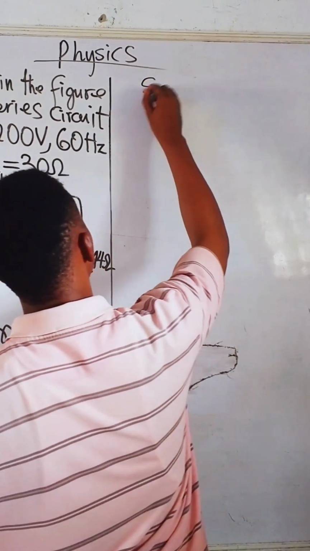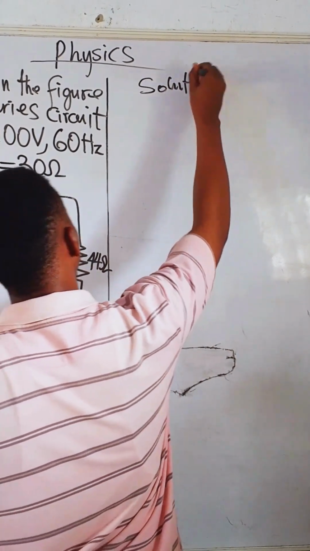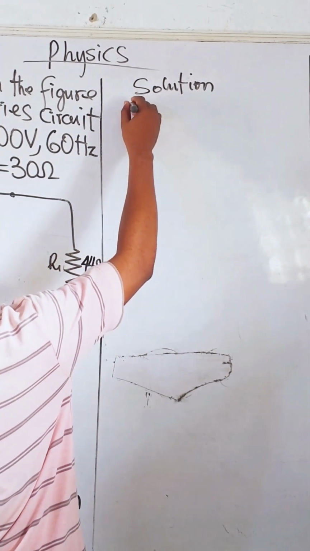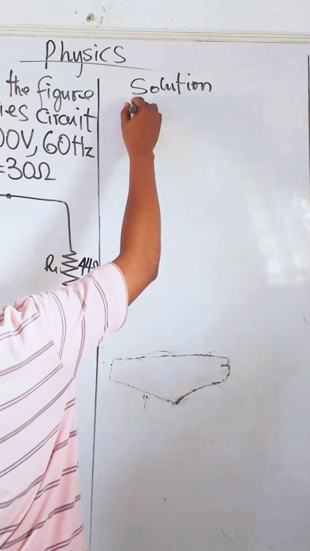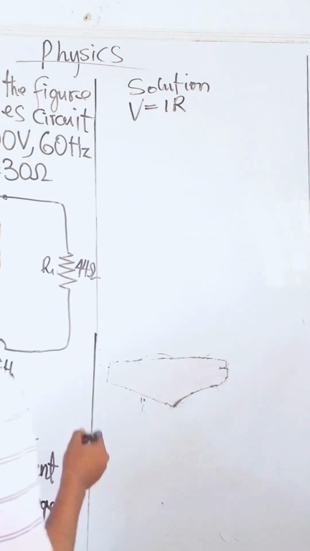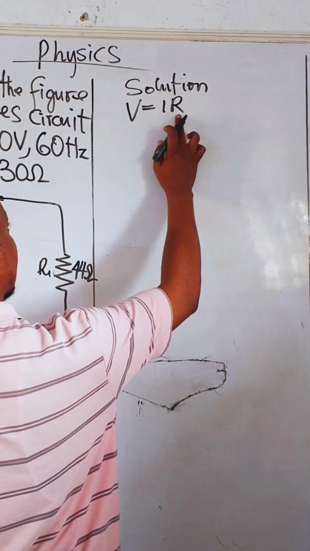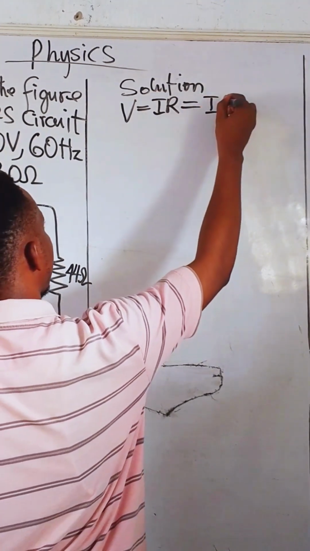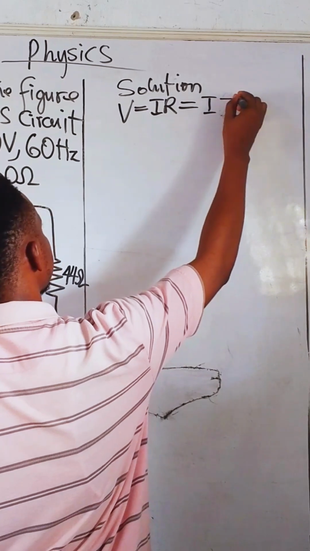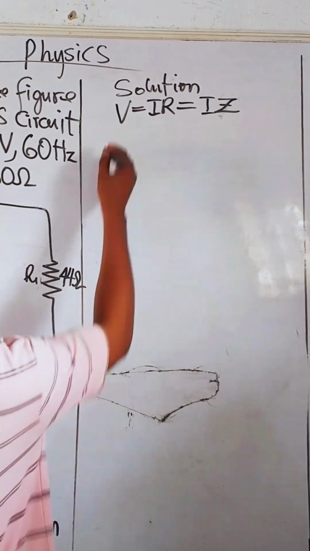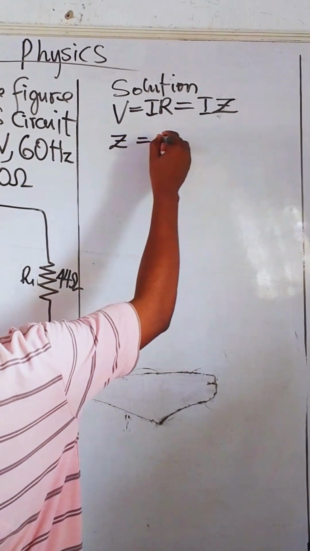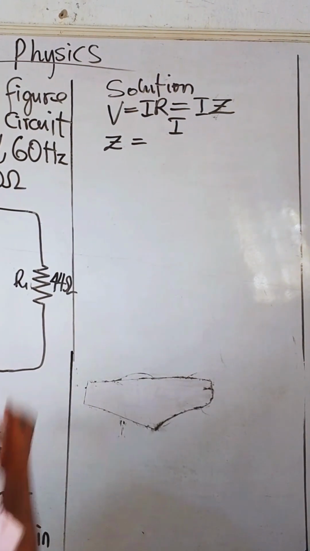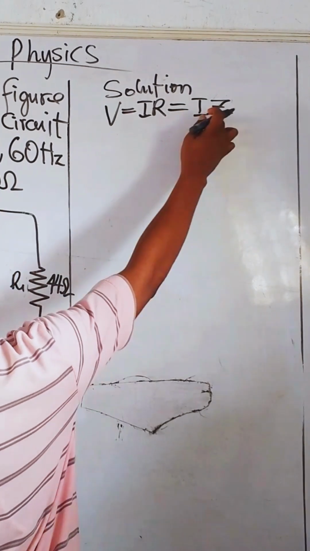So I'll say solution. To calculate the impedance, you can say that V is equal to IR, right? This R, I'll change it to impedance. That is, V is equal to IZ. So Z stands for our impedance. Therefore, Z is equal to V over the current. Since we're asked to calculate the current, we can follow suit by using this formula.